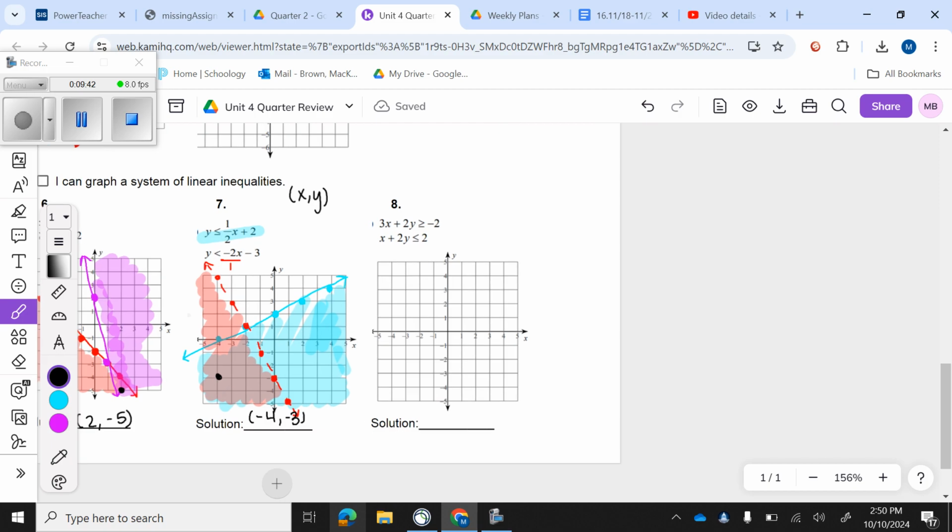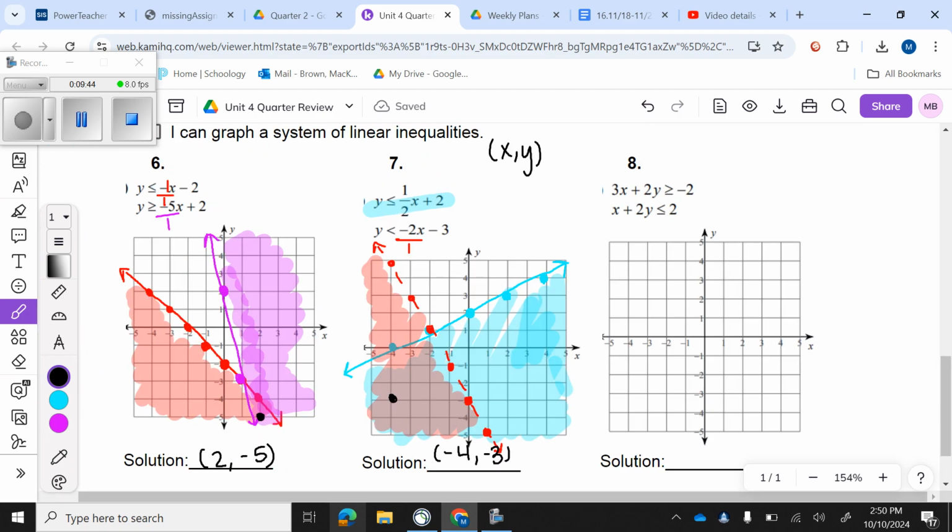All right, last one, number 8. Funky thing about number 8 is it did not give them to me in slope-intercept form. I'm going to have to get them both back to slope-intercept form, which means I want the y all by itself. So first thing, if I have 3x plus 2y is greater than or equal to negative 2, I'm going to subtract 3x from both sides. And I'm going to have 2y. These are not like terms, so I'm just going to rewrite it as negative 3x minus 2.